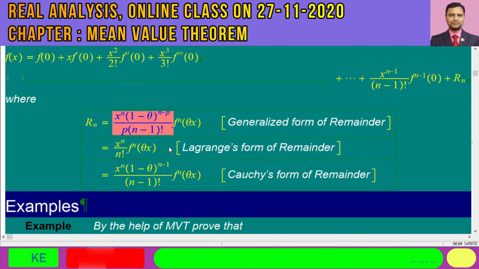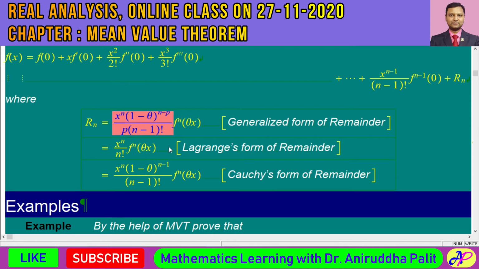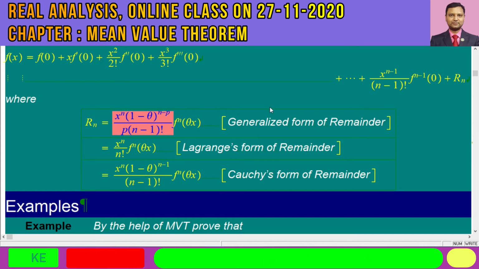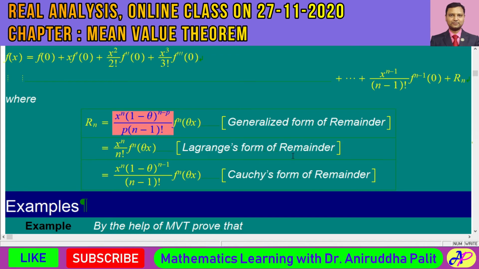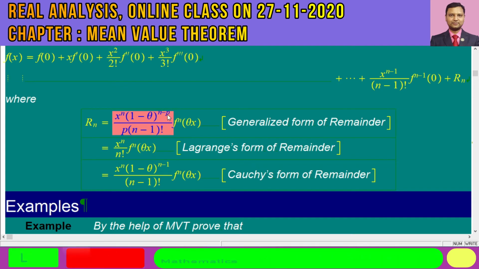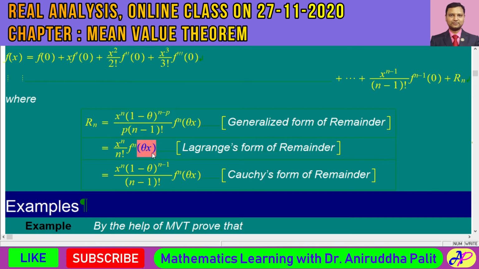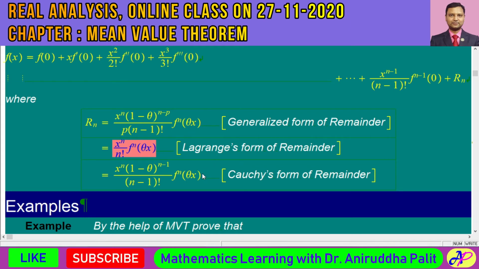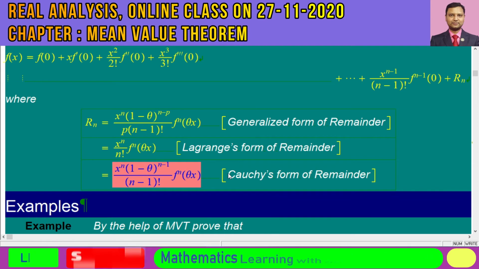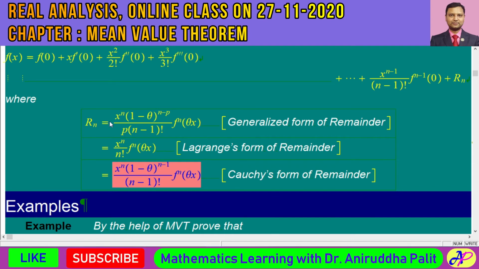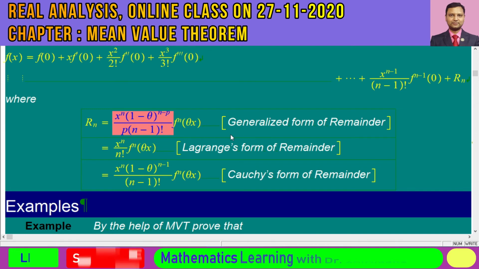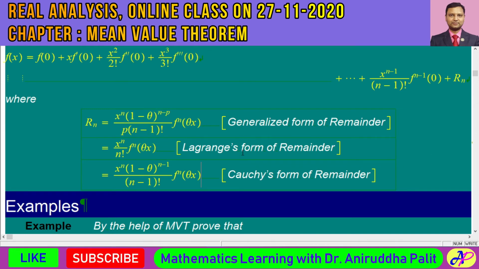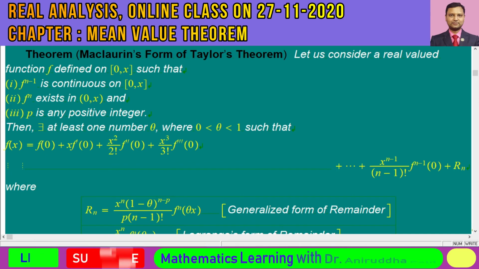In place of h, we are putting x, and in place of small a, we are putting 0. So this would be the generalized form of remainder. Why generalized? Because by putting different values of p, we can obtain different forms. By putting p is equal to n, we obtain Lagrange's form. By putting p is equal to 1, we obtain Cauchy's form of remainder. So that's why this is called the generalized form of remainder. I am keeping the proof of this statement for your homework, and that would be the Maclaurin's form of Taylor's theorem.